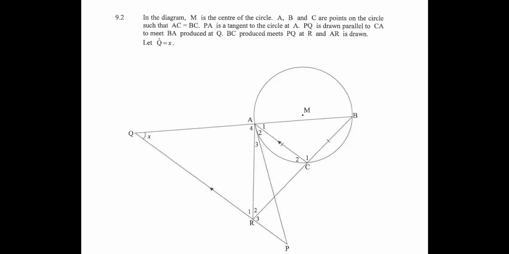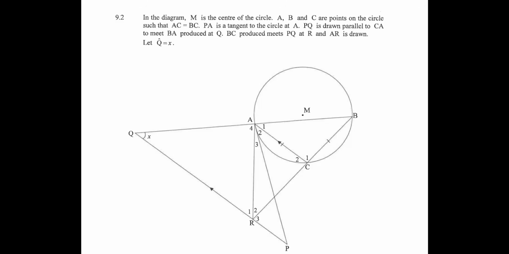Then they say PQ is drawn parallel to CA. We can see that it's already in on the sketch. Also, AC is equal to BC. Yep, that's also mentioned. And then they say M is the center of the circle.